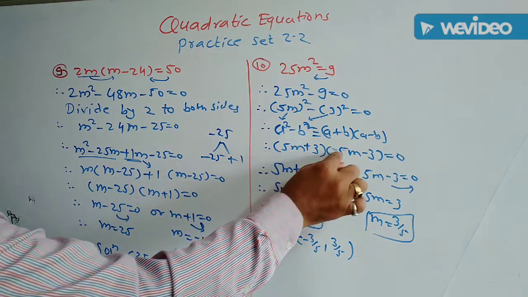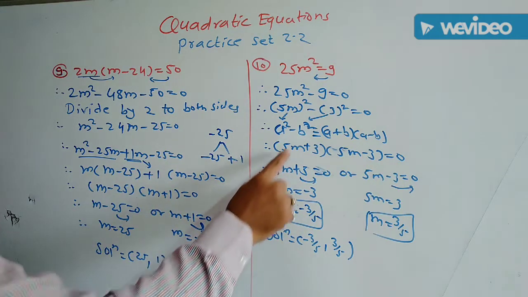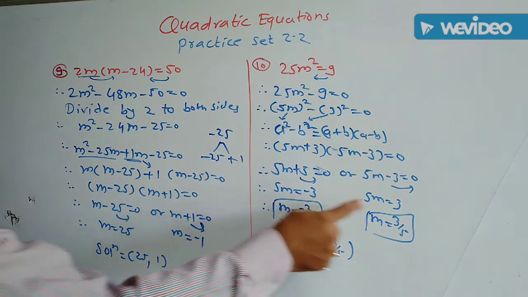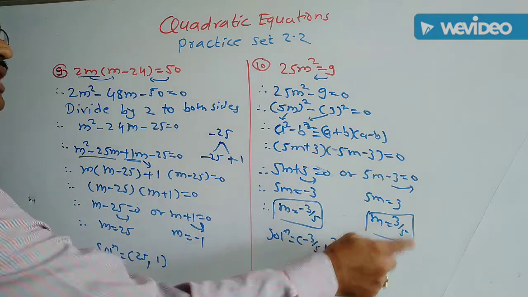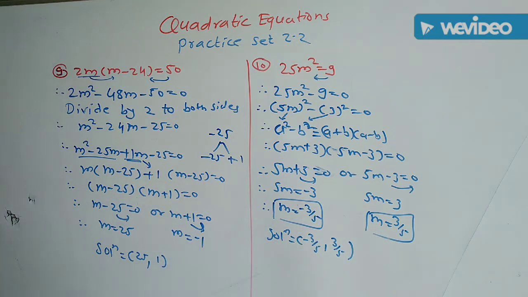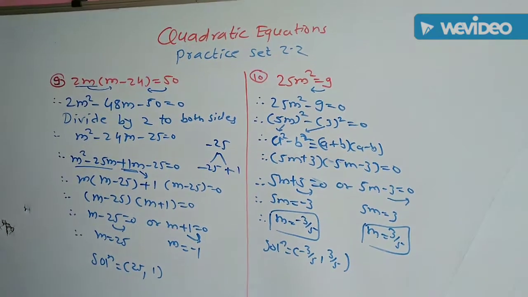Therefore (5m plus 3)(5m minus 3) is equal to 0. 5m plus 3 is equal to 0, or 5m minus 3 is equal to 0. Plus 3 gets converted to minus, and here minus 3 gets converted to plus. To find the values of m, multiplied 5 gets converted to division in both, and therefore we get the solution minus 3 upon 5 and plus 3 upon 5.